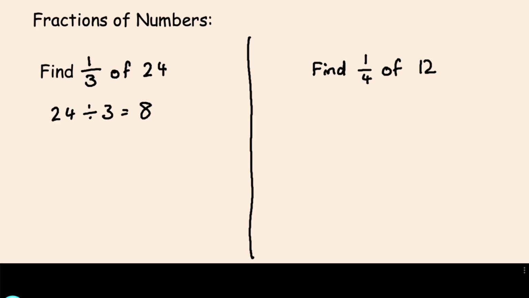Remember, we're just dividing by what we call the denominator, or the number at the bottom of the fraction. We divide by the number at the bottom of the fraction, and that's all we have to do. If we've got a number 1 at the top of the fraction, it's just dividing by the number at the bottom. Have a go at the one on the right-hand side. See how you get on. This one, all we're going to do is 12 divided by 4, which gives us 3.